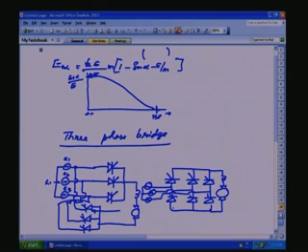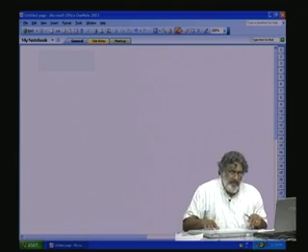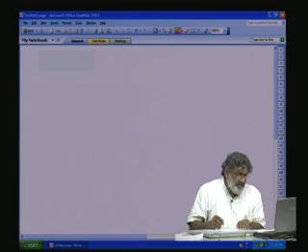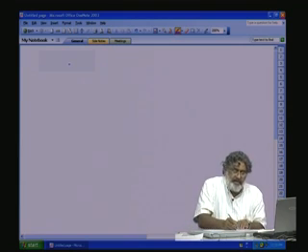Now let us see what is the firing angle range and, where alpha is equal to 0, what is the output waveform, output DC, output ripple, and also the output DC with respect to firing angle. We will study that now. So let us go to the next. We will rewrite the previous figure again here for clarity.